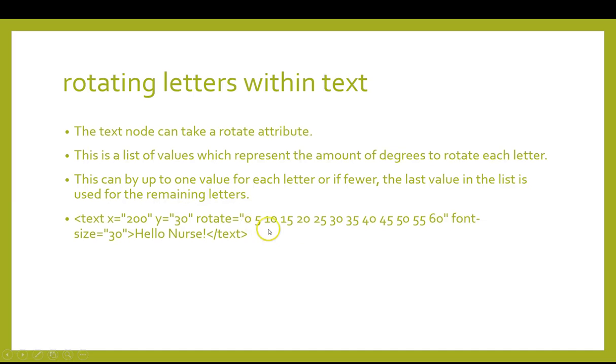So 0, 5, 10, etc. And the way this works with all of the progressions is you basically just use the values up, and if you have more letters than you have in the progression, the last one applies to all the rest. So if I had a really long string that was longer than this, the rest of the characters at the end of the string would all be rotated 60 degrees. Now you can see here in this example, hello nurse, that's pretty short really.